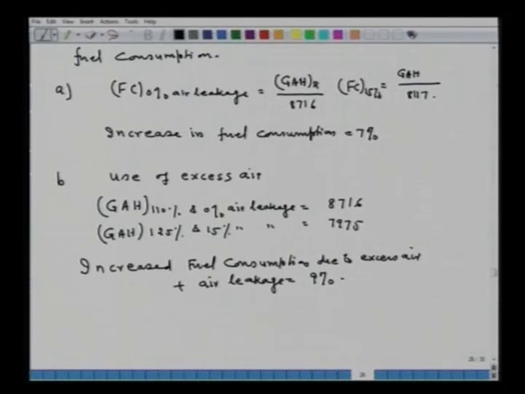Now, if you compare case A with case B, in case A 15% air leakage was giving you only a 7% increase in fuel consumption. Now, increasing the excess air while keeping the leakage at 15%, the increase in fuel consumption is only 9%. It is obvious, because the extra amount of air which I have put in is also being preheated in the regenerator. So, that is an important thing.